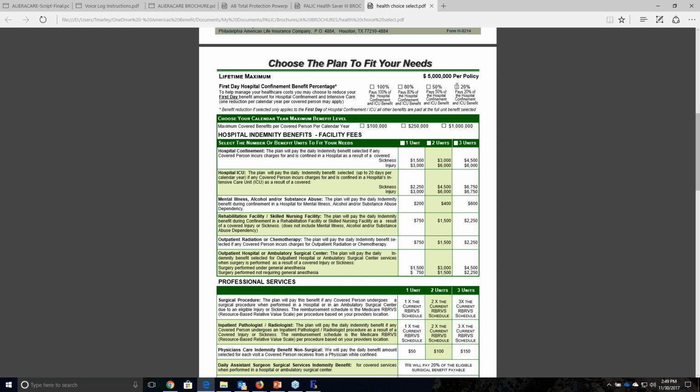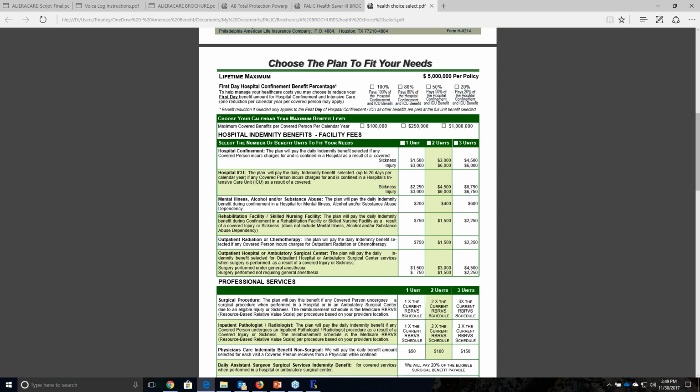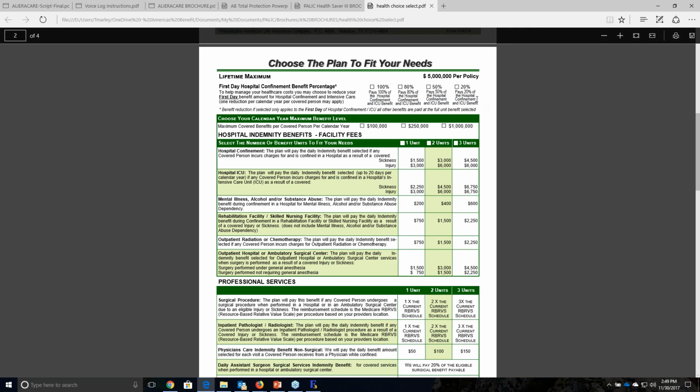So when I quote this, I typically show the 20% first day confinement. Okay? And people say, oh, well, what if I am in the hospital for 1 day? Well, 20% first day confinement, what's that mean? It's going to pay $600 on this for the first day, as opposed to $3,000 and potentially have a deductible. And people will say, well, maybe I should bump it to 50 or 80 or 100. And I'm just telling you this is how I operate.